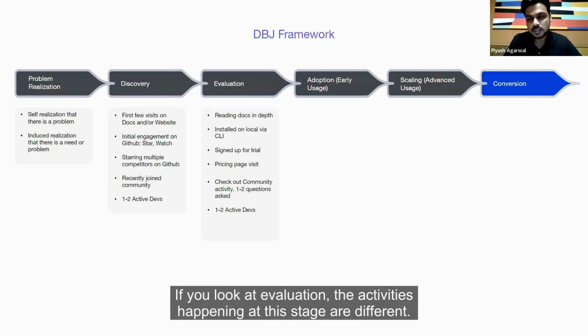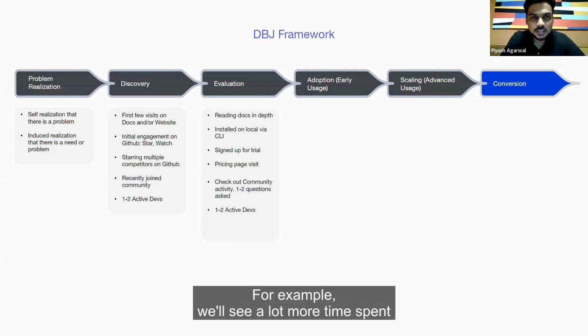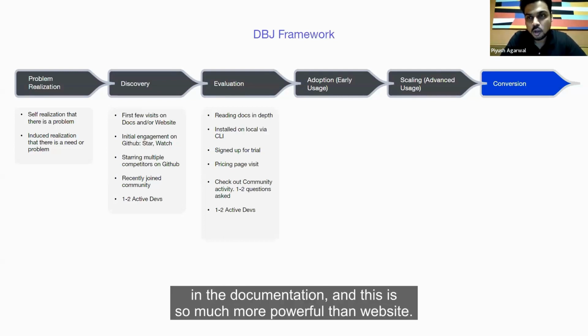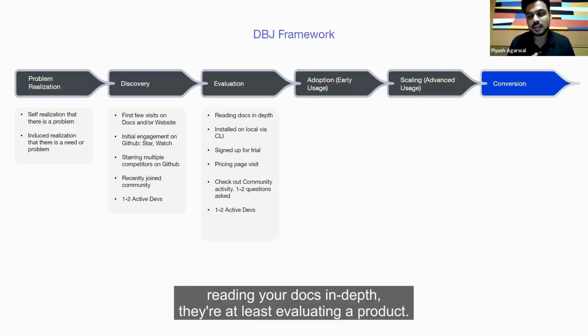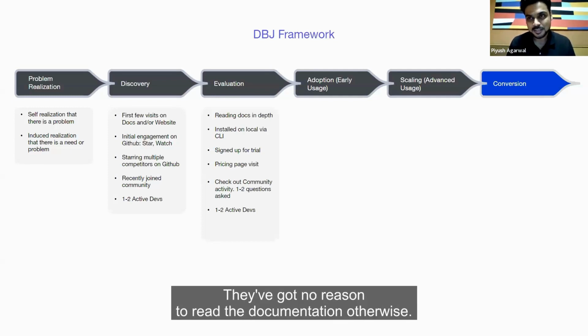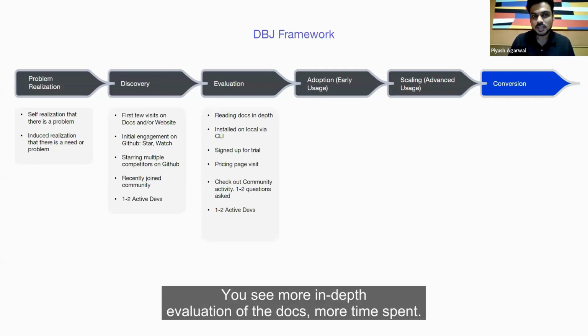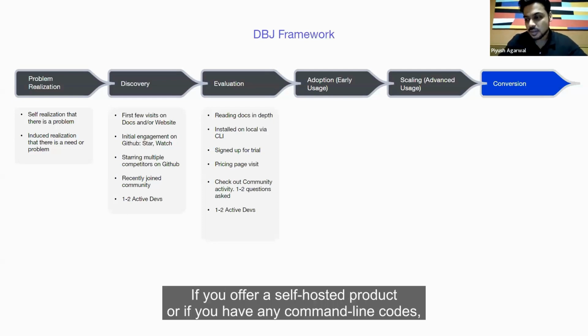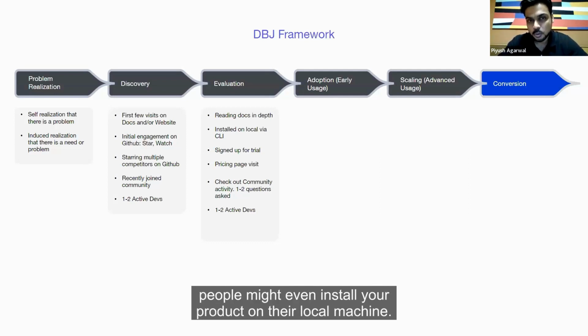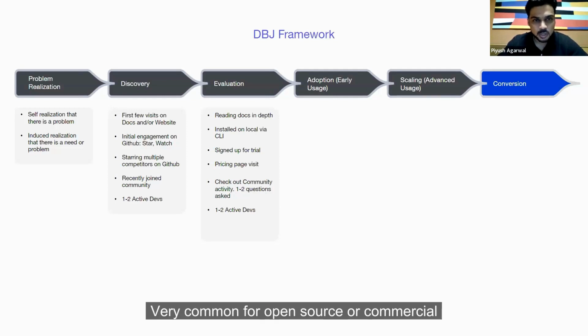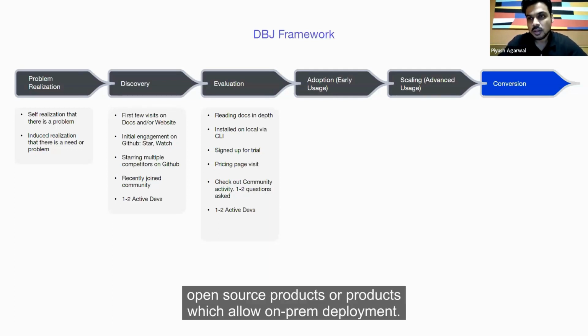If you look at evaluation, the activities happening at this stage are different. You will see different signals here. For example, we'll see a lot more time spent in the documentation, and this is so much more powerful than the website. If a developer or a developer team is reading your docs in depth, they're at least evaluating a product. They've got no reason to read the documentation otherwise. So this is different from discovery. You see more in-depth evaluation of the docs, more time spent. If you offer a self-hosted product, or if you have any kind of command line code, people might even install your product on their local machine. Very common for open source or commercial open source products or products which allow on-prem deployment.